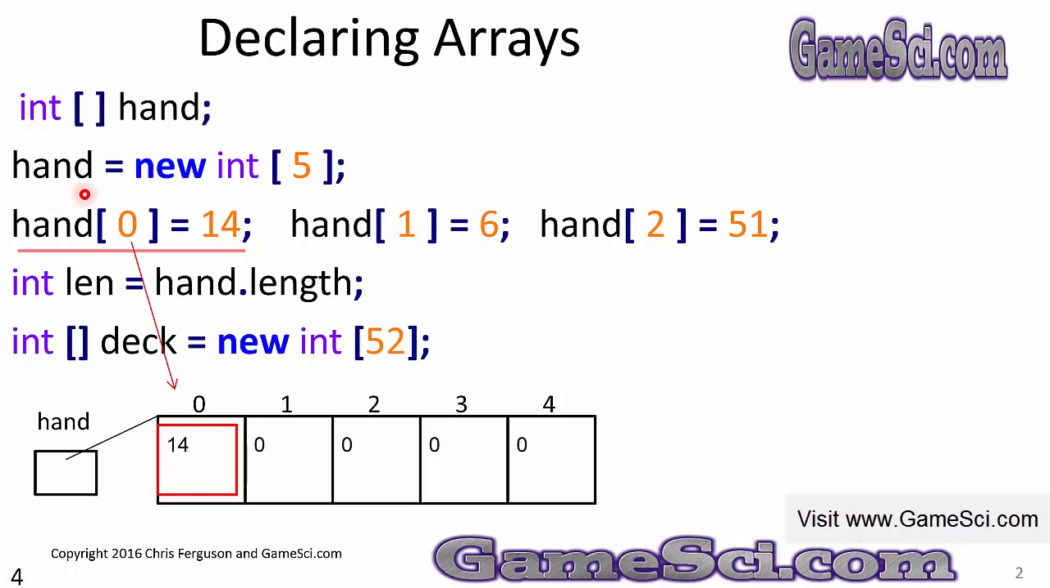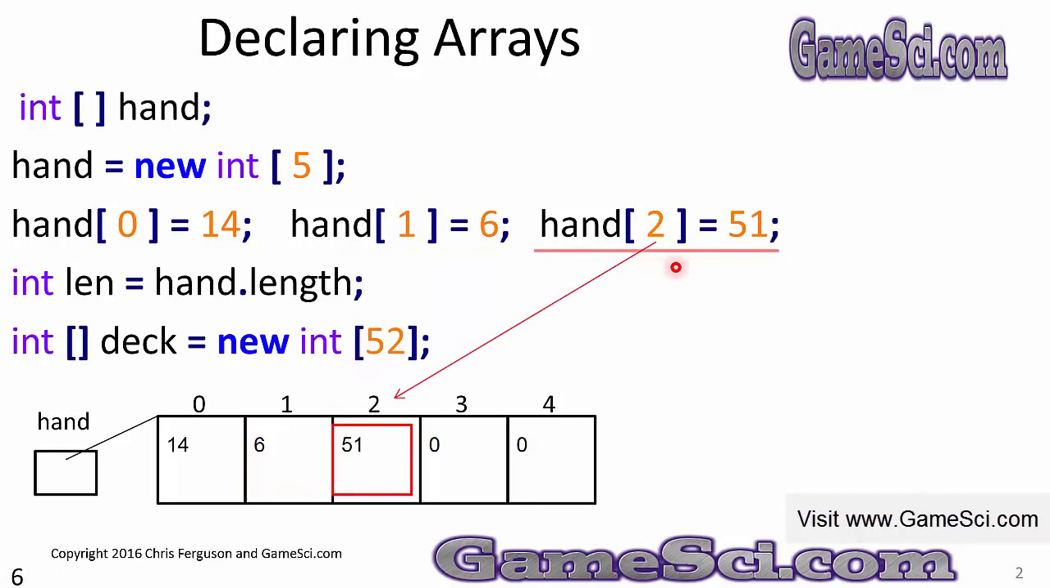I want to go to the hand array, and at index or subscript 0, I want to assign a 14. So there is a 14 at subscript 0 of the array. Next line of code, I want to go to the hand array, and at subscript 1 or slot 1, however you like to say it, I want to assign a 6. So a 6 gets stored in position 1 of the array.